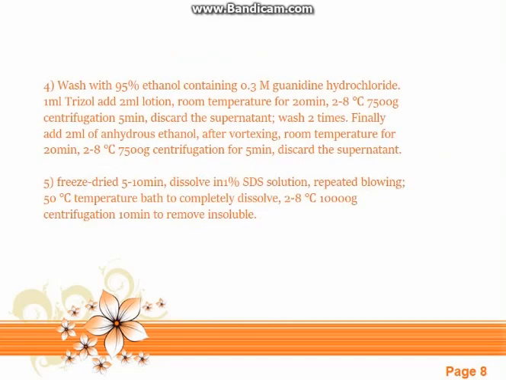4. Wash with 95% ethanol containing 0.3 M guanidine hydrochloride. For 1 milliliter Trizol, add 2 milliliters of wash solution, room temperature for 20 minutes, centrifuge at 2-8 degrees Celsius, 7,500 grams for 5 minutes, and discard the supernatant. Wash 2 times. Finally add 2 milliliters of anhydrous ethanol, after vortexing, room temperature for 20 minutes, centrifuge at 2-8 degrees Celsius, 7,500 grams for 5 minutes, and discard the supernatant.